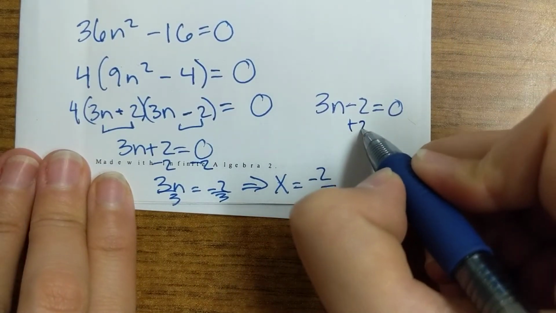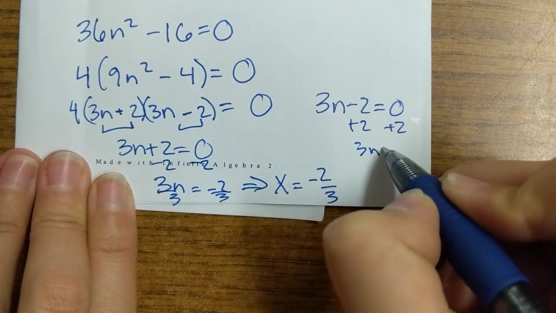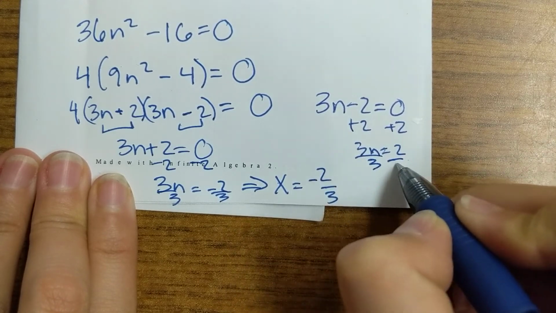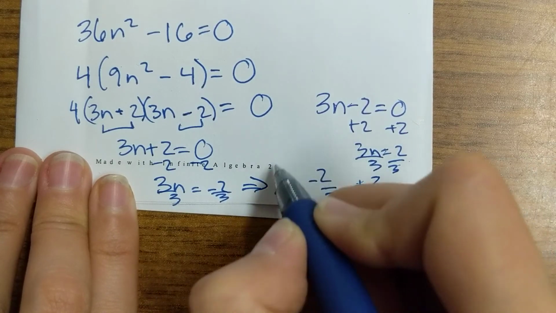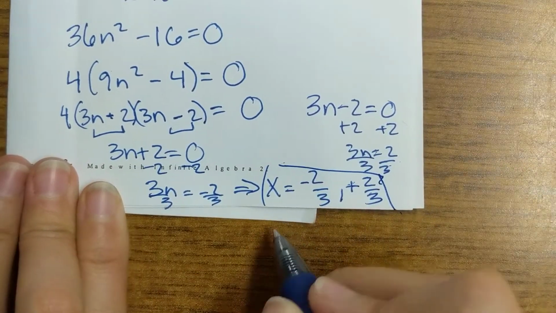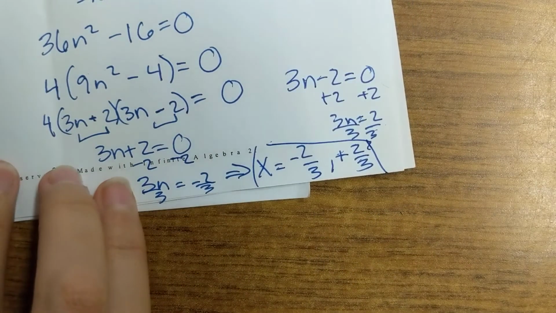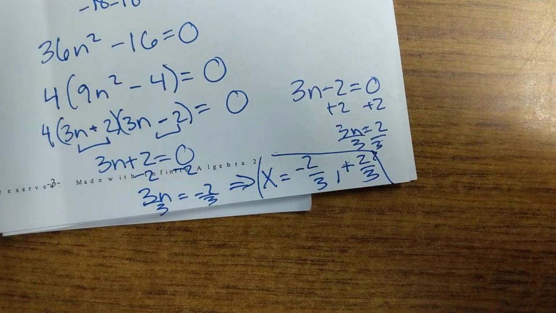And then here we add 2 to both sides. 3n equals 2. Divide by 3, and you get positive 2/3. You don't need to put the plus sign in front of it. Positive 2/3, negative 2/3. All right, hope that helps. Happy reviewing.